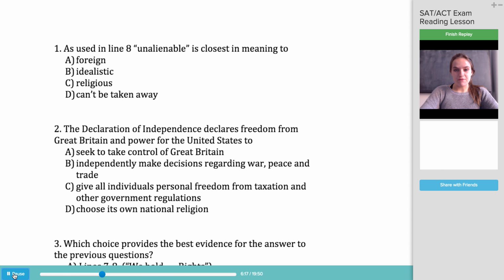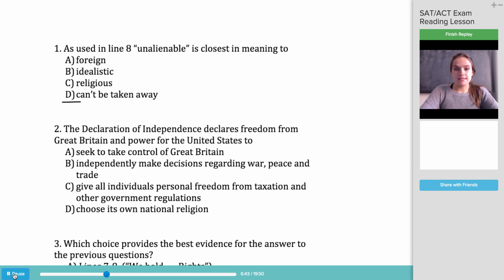So we're all pretty familiar with that phrase, the Declaration of Independence. If it's endowed by your creator certain unalienable rights, including life, liberty, and the pursuit of happiness, that brings to mind that if they're endowed to you by your creator, you can't be denied these rights. They are intrinsic to who you are. And so D is going to be the correct answer here. They can't be taken away.